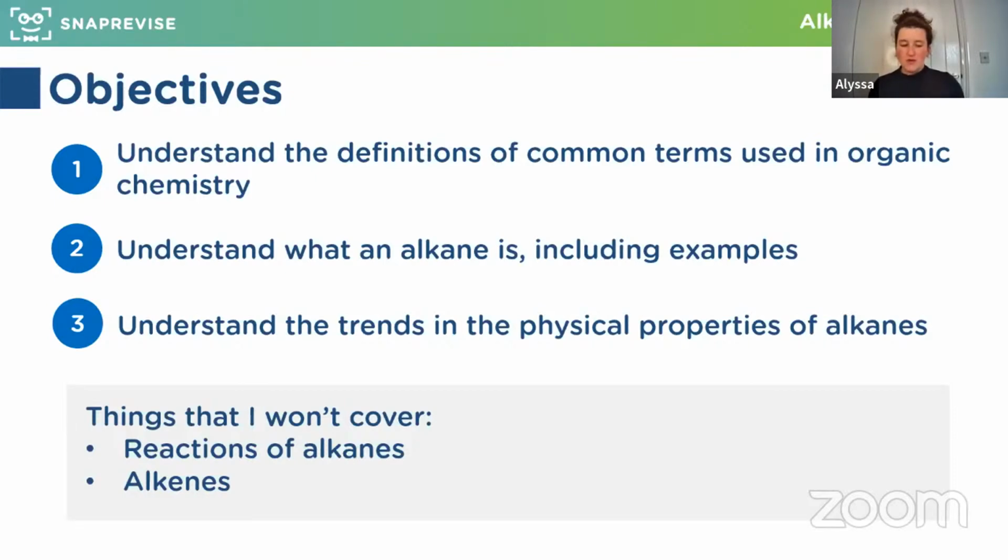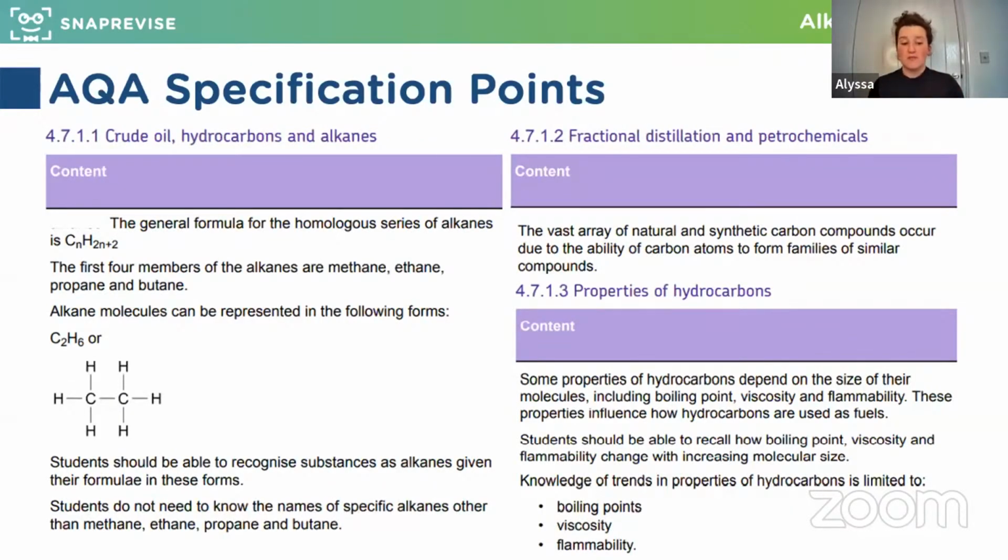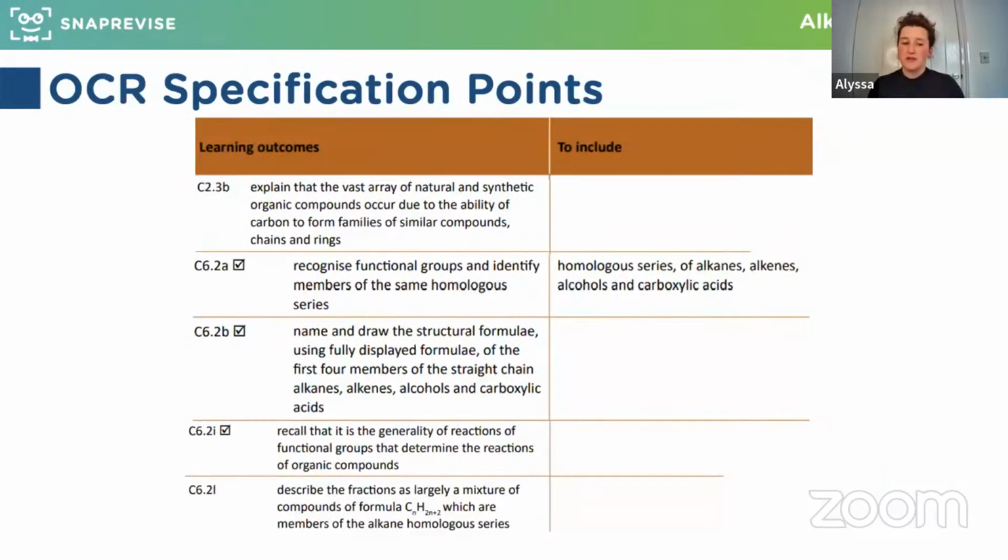Okay, cool. So the three main exam boards, we're just showing you what it is that your exam board is expecting from you. For AQA, these are the specification points that they are expecting you guys to be able to know, talk about, describe, etc. For OCR, these are the ones that we're going to be covering from your specification. And then Edexcel, these are from you.